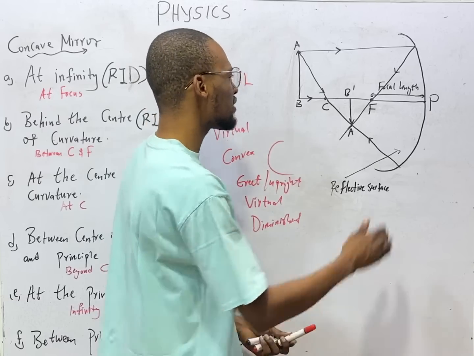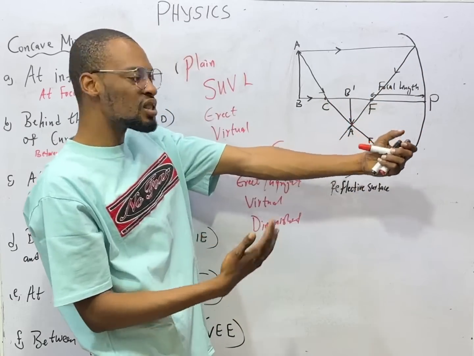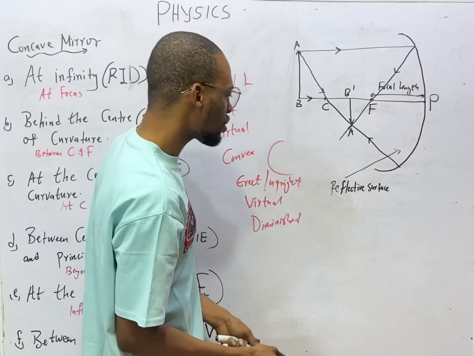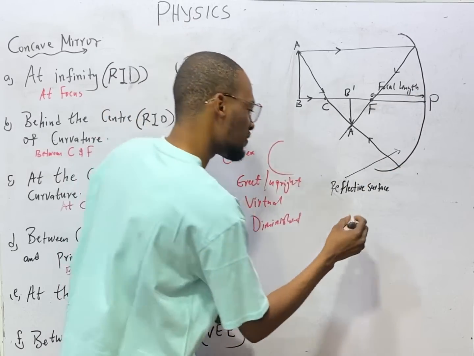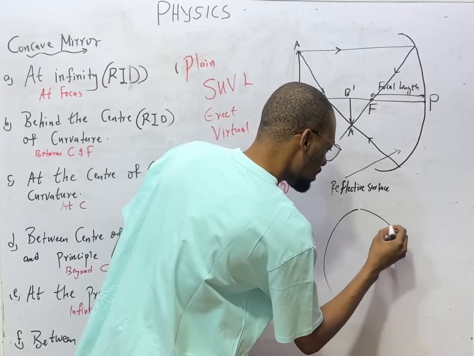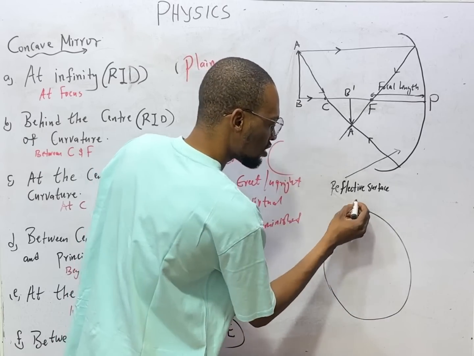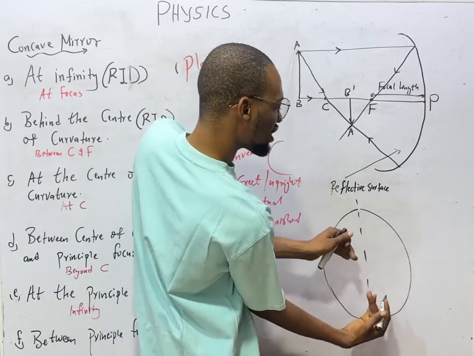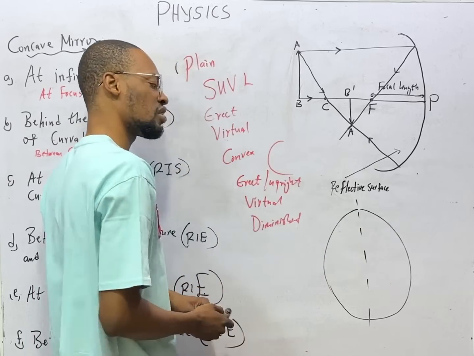So concave is like this. The hollow part is where you are seeing through. This other part is not reflective. So if you were to complete the sphere, it is a sphere like this. This part is the concave, and this outer part is the convex.